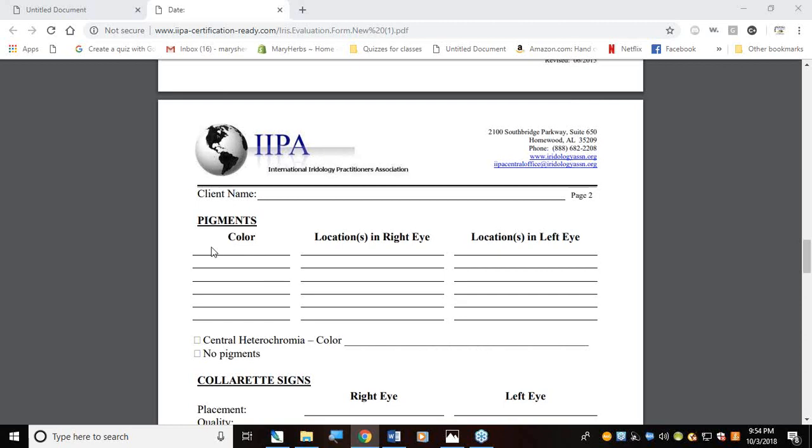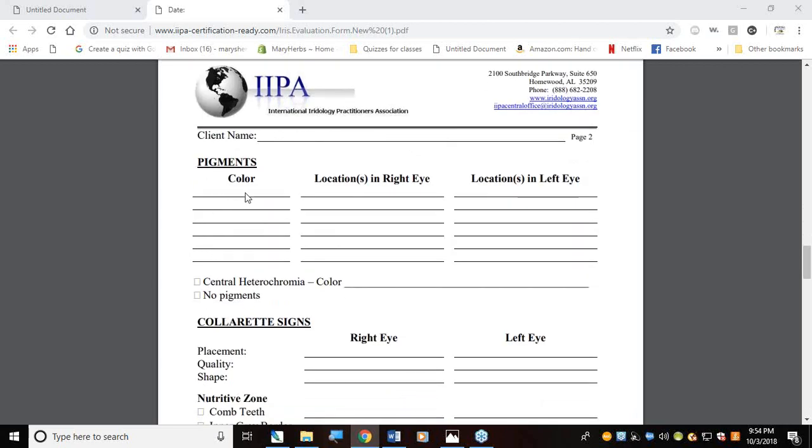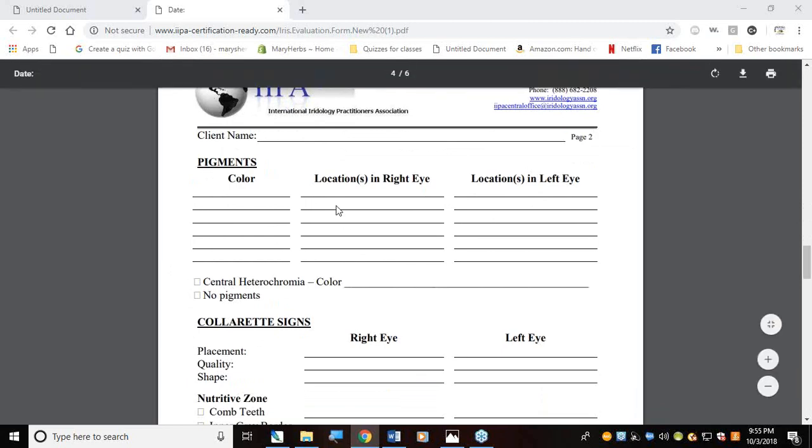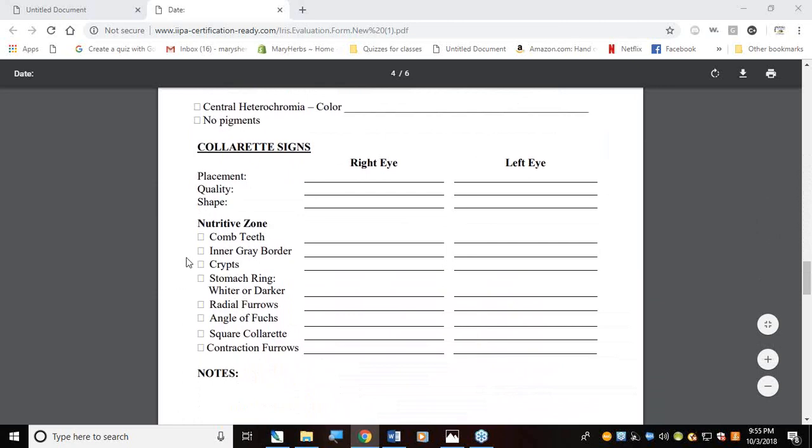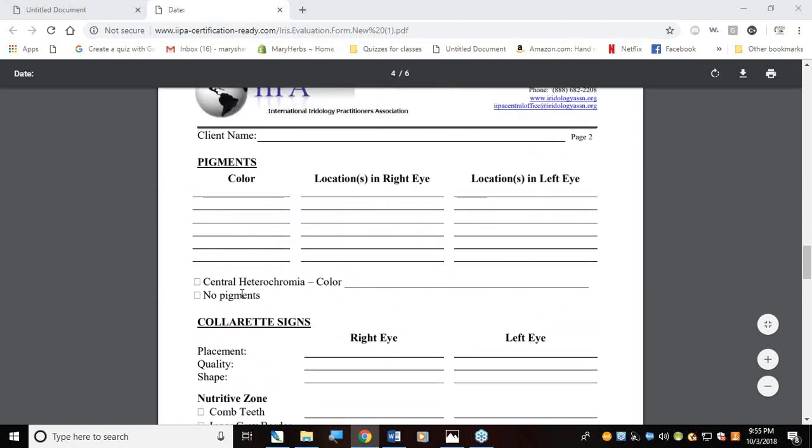The pigmentation, that would be the orange, the yellow, the brown, and you would write locations in the right eye. Some people are writing 3 o'clock, but it might be okay to make a little notation. 3 o'clock, let's say it's in this eye, 3 o'clock near the heart area. Could be affecting the heart. Sectoral heterochromia, and if there's nothing here at all, then you check the no pigmentation. You do that both for the right eye and for the left eye.